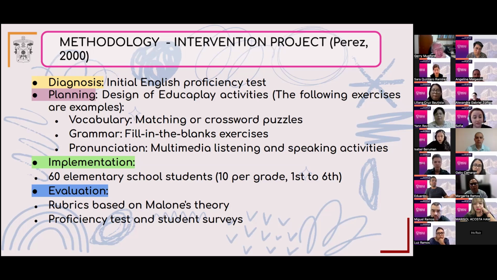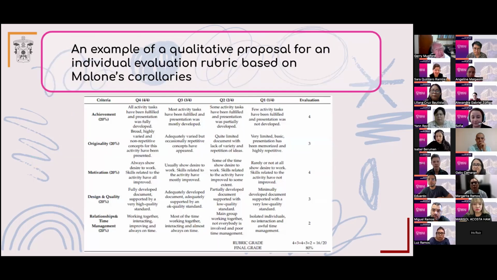The implementation part will involve a tentative 60 students, 10 students from each grade, from first to sixth grade. And the last one, the evaluation phase, will use rubrics based on Malone's story, along with proficiency tests and students' surveys. Sophia, 2 more minutes. Thank you. I almost finished.